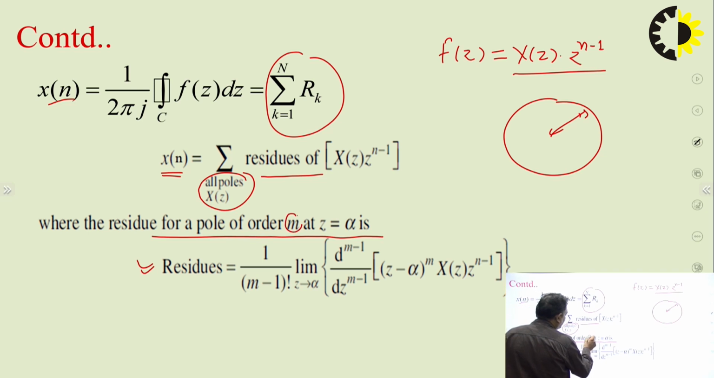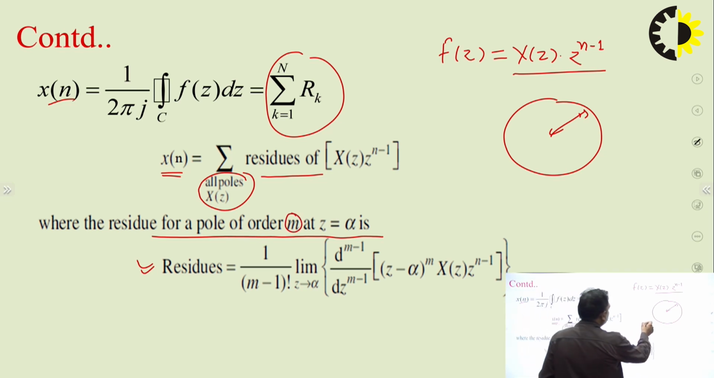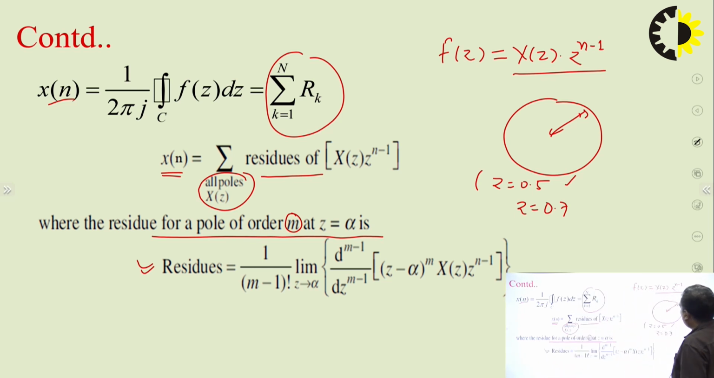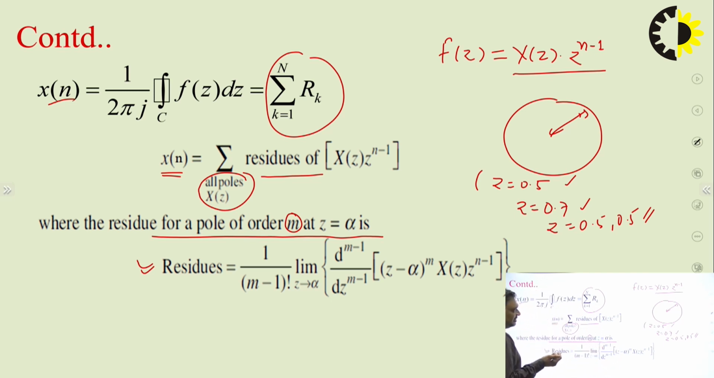Here m is the order. Let us suppose we have two poles, one at z equals 0.5 and another at z equals 0.7. In this case, this pole is of order 1 and this is also of order 1. But if we have an equation where the poles are at z equals 0.5 and 0.5 both, in that case the order is 2. For this particular pole order is 1, but for this particular pole order is 2. So if all the poles occur only once, the value of m will become 1.